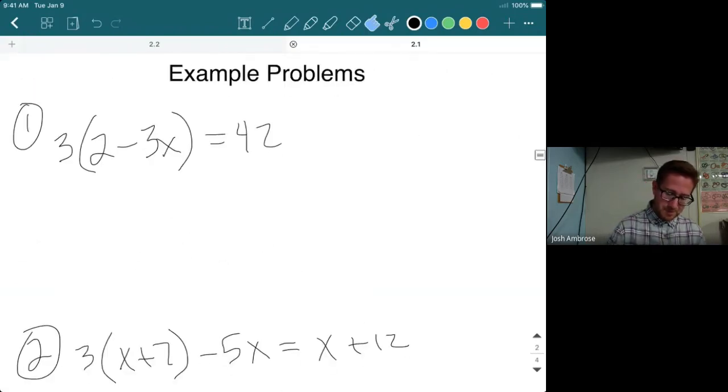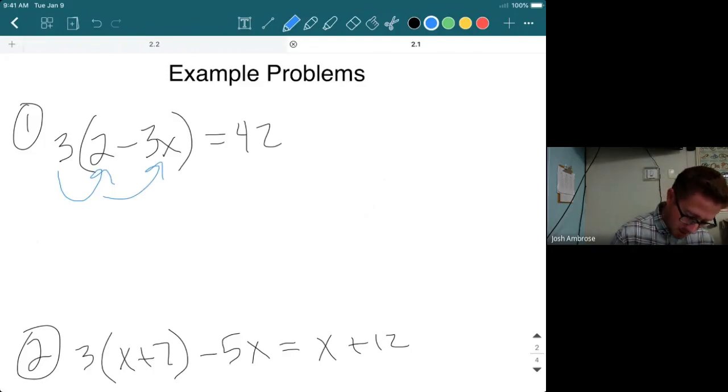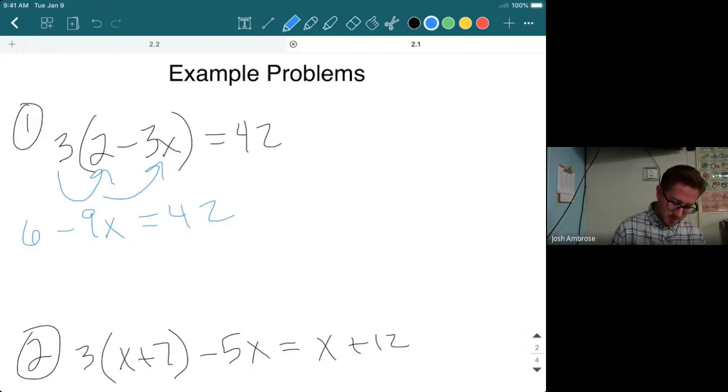Here we go. So first one here. All right. First thing we're going to be doing is distribute the 3 over into both parts of this binomial here. So that's going to give us 6 minus 9x equals 42. Okay, next step here, we're going to subtract 6 from both sides. That negative sign stays with the 9x.